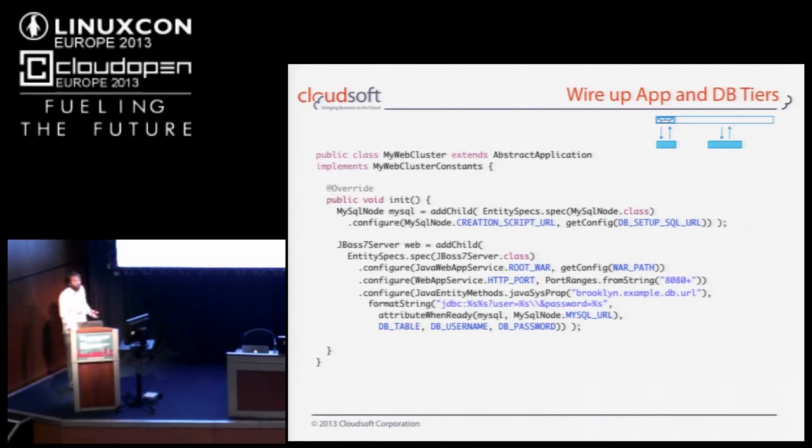The only thing that's quite unusual is that we don't yet know the address of MySQL. So the mechanism for resolving this, of course, is to lean on the sensors that Brooklyn will emit. One of the contracts of the MySQL node is that it will publish MySQL URL when it is online, when it's finished running the initialization script. Attribute when ready simply says, well, let's wait until the MySQL entity has emitted its URL sensor.